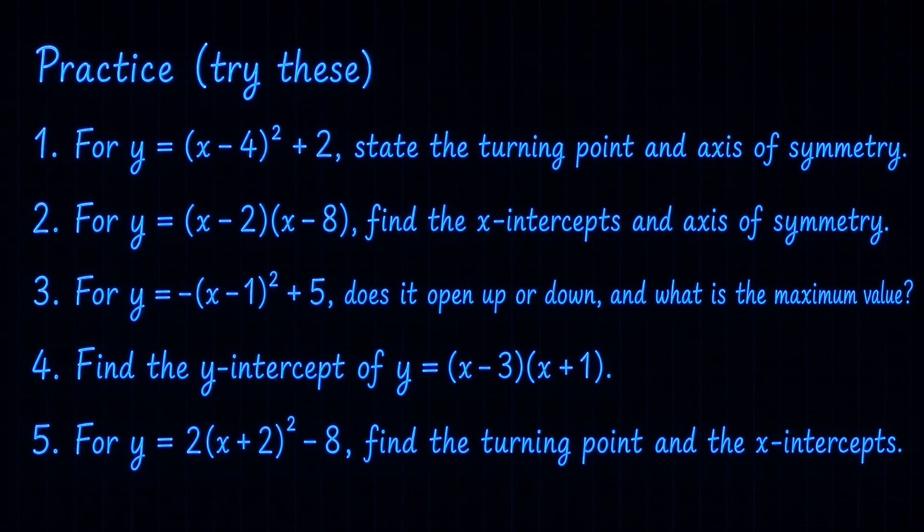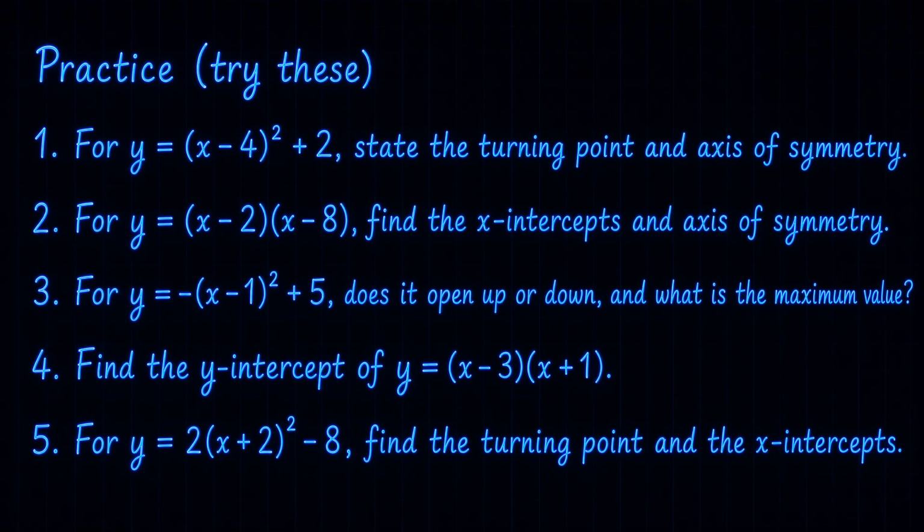Now you try. Pause the video and do these 5. 1. For y equals (x minus 4) squared plus 2, state the turning point and axis of symmetry. 2. For y equals (x minus 2)(x minus 8), find the x-intercepts and axis of symmetry.